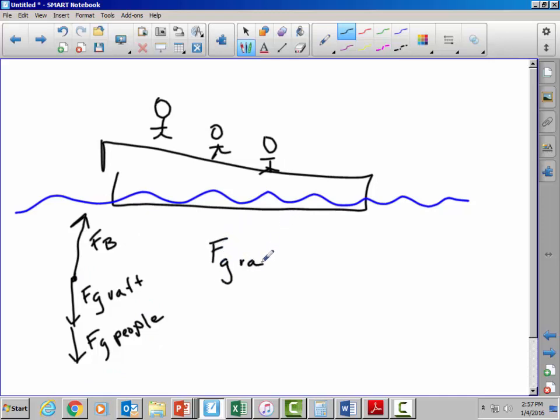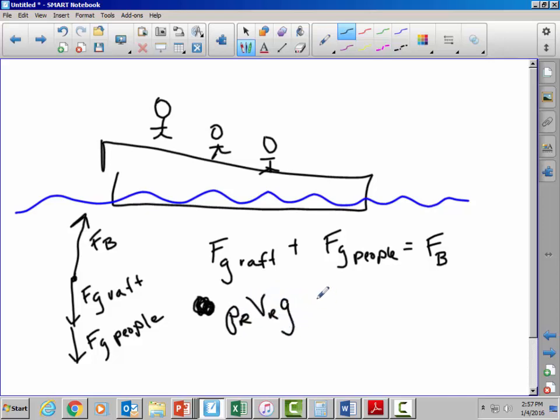So weight of the raft plus weight of the people equals the buoyant force. So we already figured out the weight of our raft, right? So weight of the raft is density of the raft times the volume of the raft times gravity.